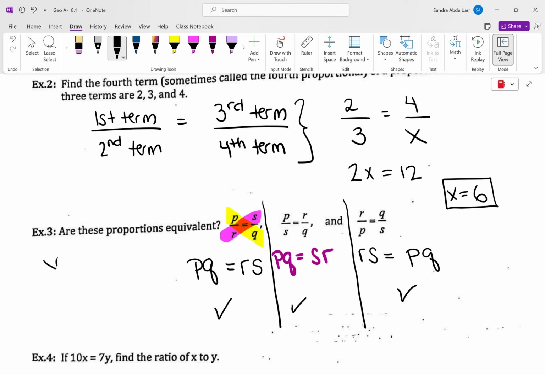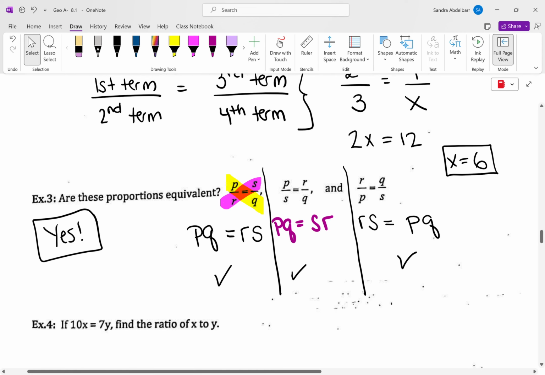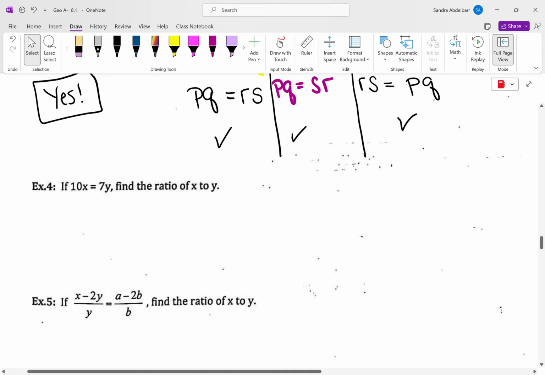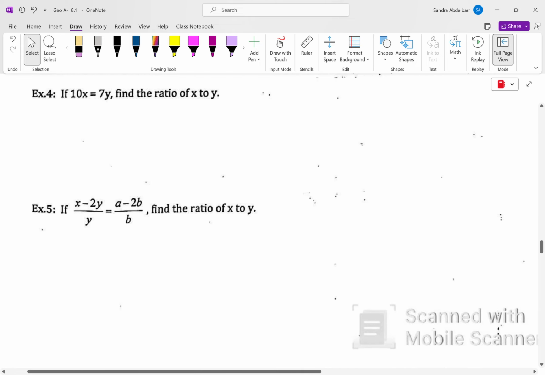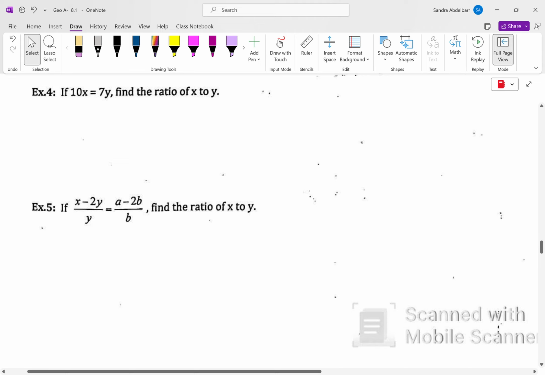Is that the same as the other two? Absolutely. So are these equivalent? Yes. And our cross multiplication proves it. Okay. So these next two questions take a little bit more work. So it says if 10 times x is equal to 7 times y, find the ratio of x to y.